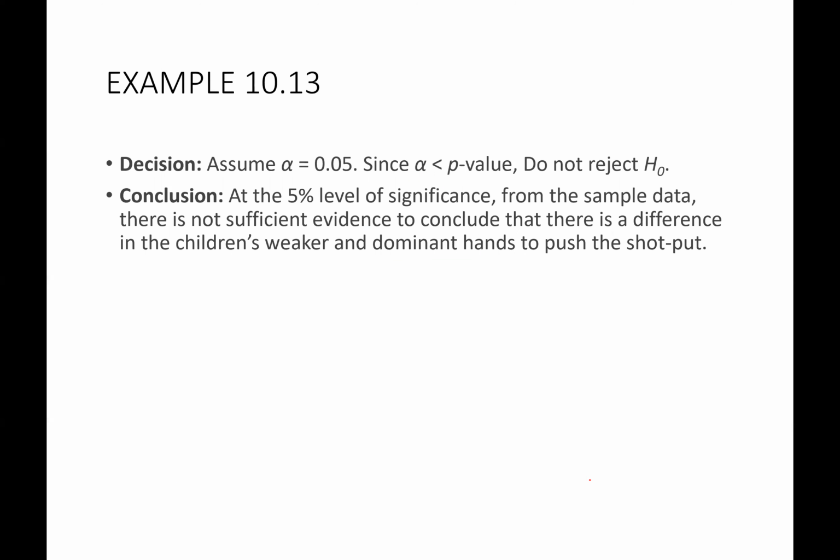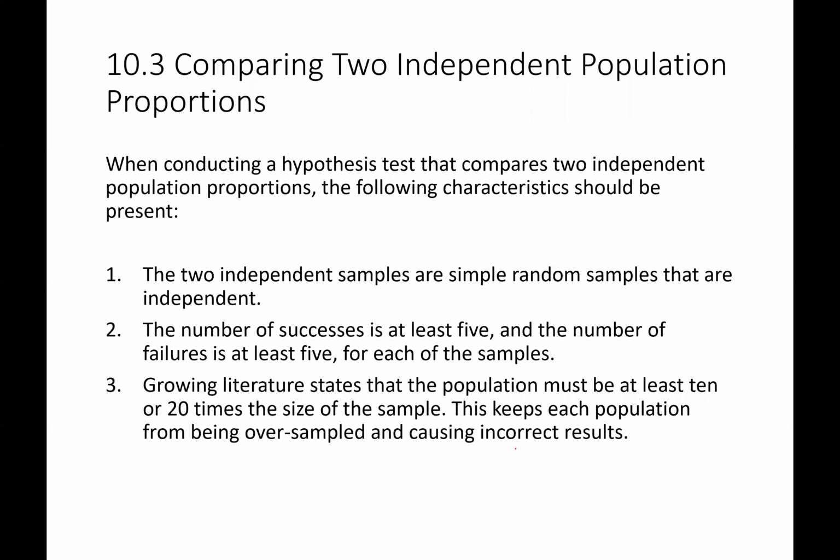So assume alpha is 0.05, at a 5% level of significance from the sample data, there's not sufficient evidence to conclude that there is a difference in the children's weaker and dominant hands to push the shot put. What does that mean? One arm's not stronger than the other just because you use one hand more dominantly than the other, is basically what they're concluding. All right, are there any questions?